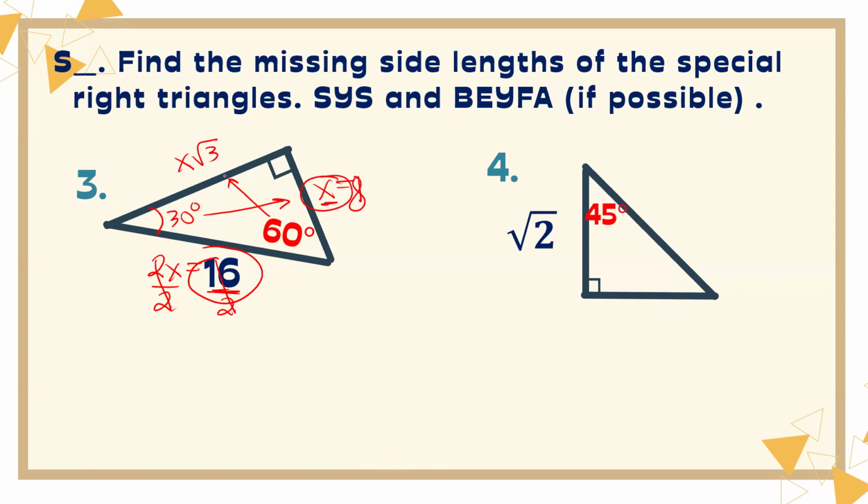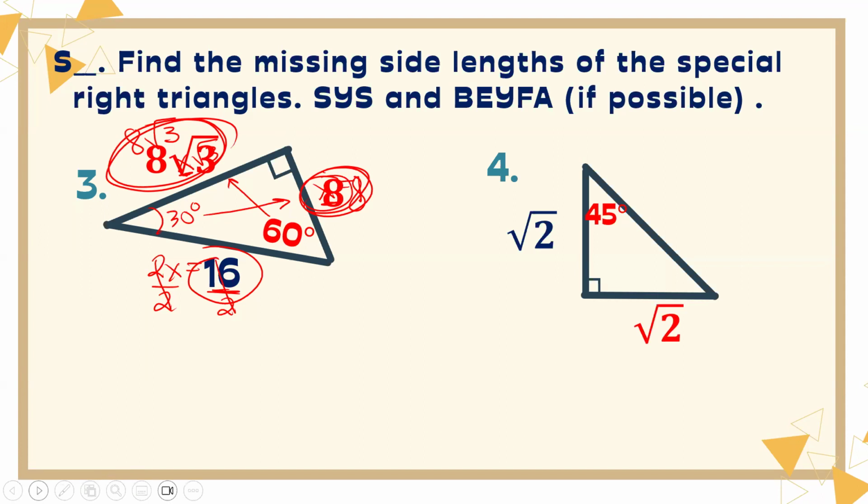If x is 8 and we substitute it here, that would be 8 square root of 3, right? So let's check our answers. This side is indeed 8, very good. And the other side is 8 square root of 3. Okay, very simple. Yes, that's how simple it is. Now let's go to our final problem for today.